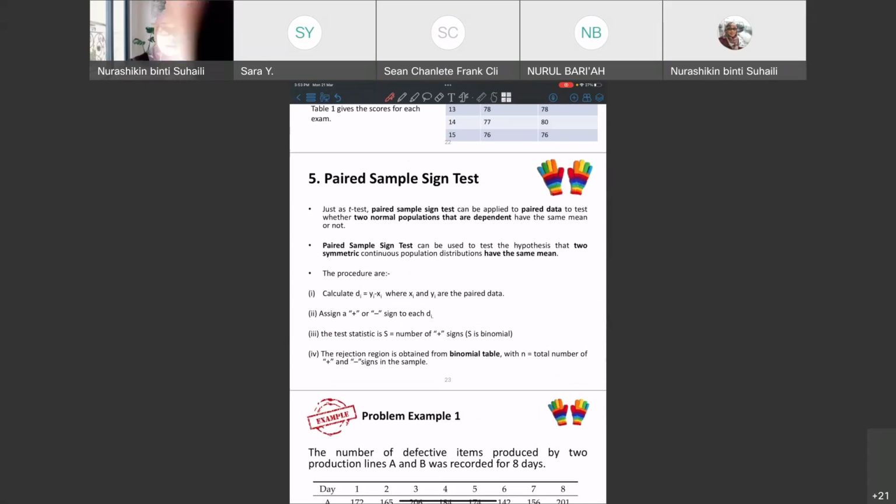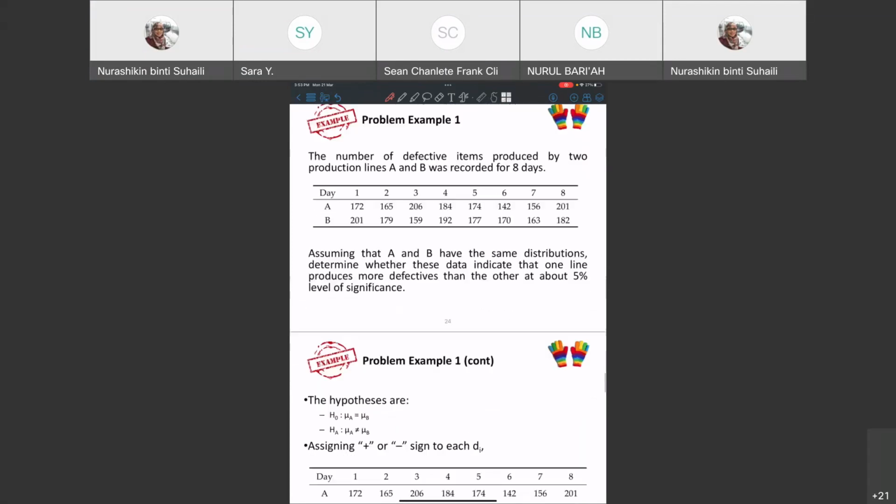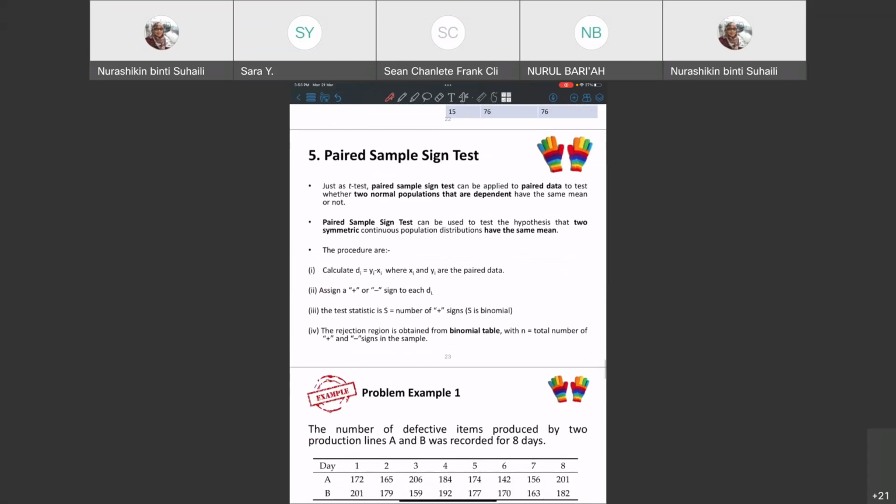Let's have a look at paired sample, okay? Paired sample Sine Test. Okay. So the difference between one sample and paired sample is that for paired sample you have two samples where you want to compare those two samples.